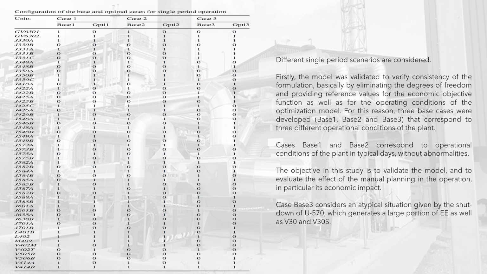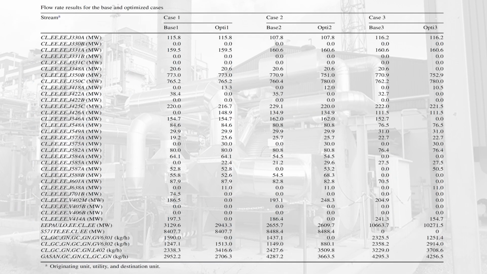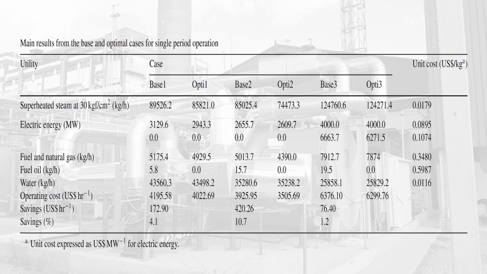The table presents the comparison of the base cases with the solution of the mathematical model. 1 means that the associated unit is up and running. The table presents the flow rates of the electric energy and fuel streams that can be optimized. The table shows the base case and optimal results for the amounts of utilities that compose the objective function, as well as their prices and corresponding operating costs.